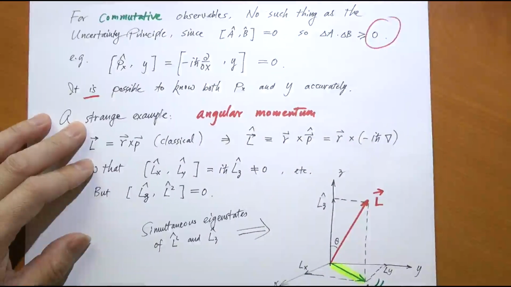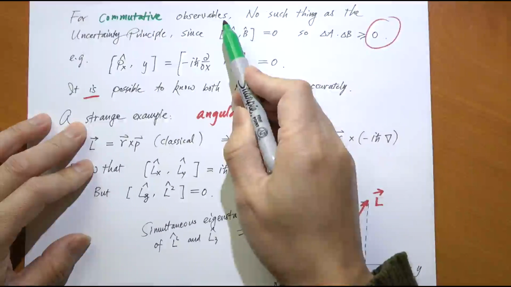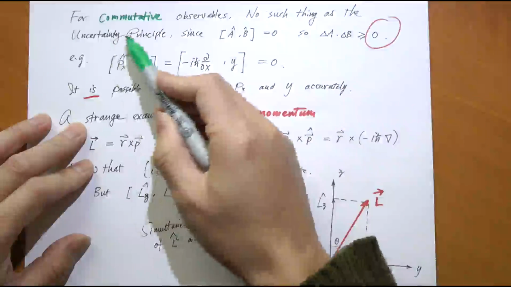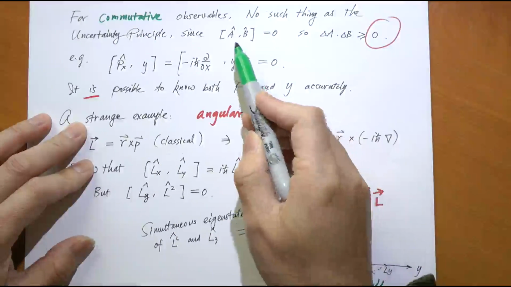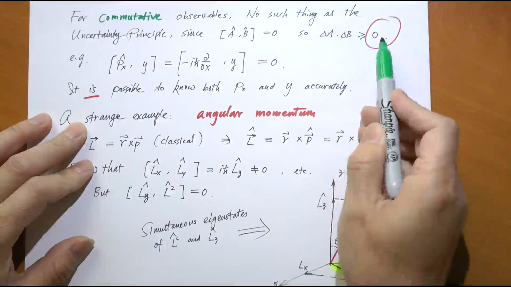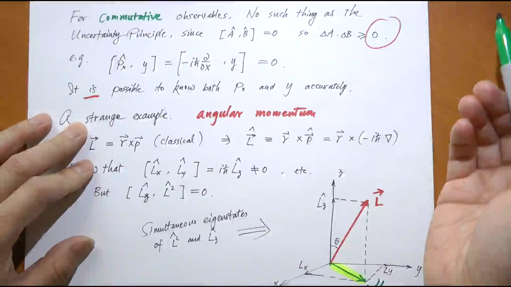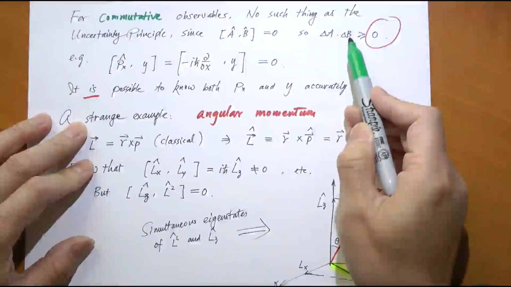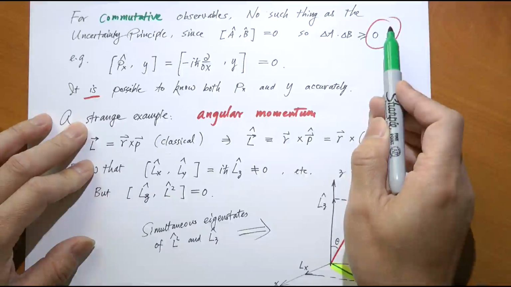So you see, the uncertainty relationship is not universal, even in quantum mechanics. In fact, for commuting observables, no such thing as an uncertainty relationship exists between them. Because the commutator is 0, delta A times delta B only has to be greater than or equal to 0, which of course it always is by definition. So there's no such thing as uncertainty.